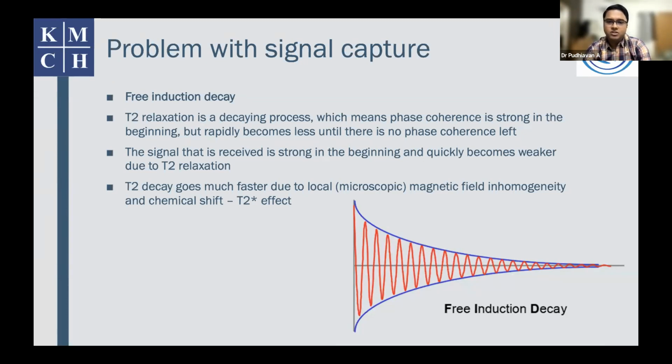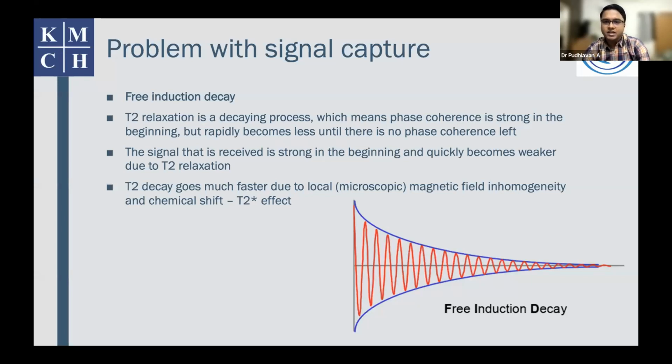So all these assumptions of free induction decay are based on the assumption that the main magnetic field is a homogeneous field. But in reality, though it is a homogeneous field, there is some amount of microscopic magnetic field inhomogeneity present inside the body because of the elements that are present in the vicinity of the protons.